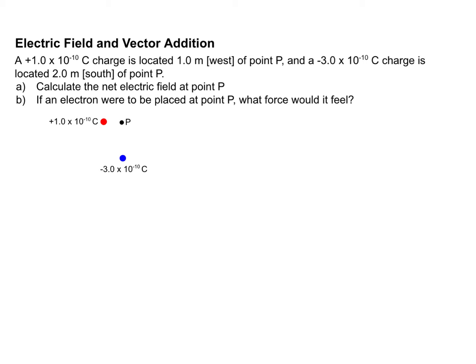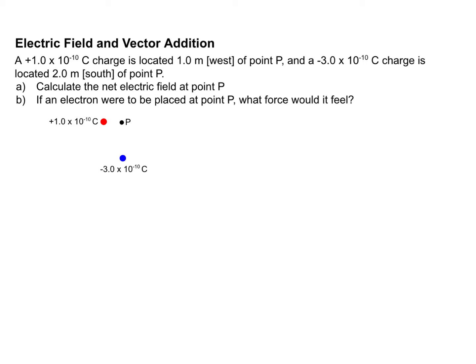I drew them in as red and blue, a positive charge and a negative charge. So both of those charges are creating an electric field all around them. So they each create their own field lines, and we can calculate the net electric field by adding the two fields together. At any point in space, we can do that. We're going to focus on point P.